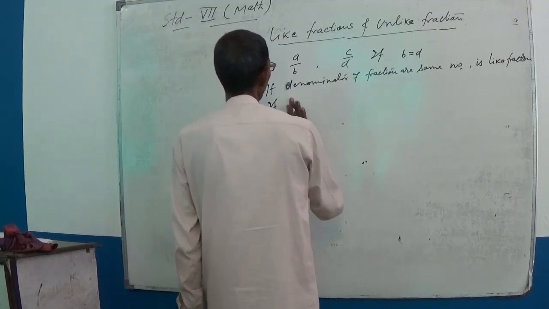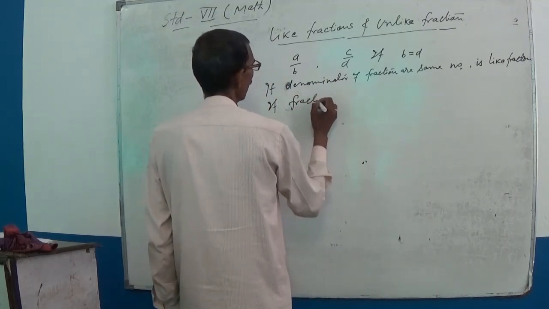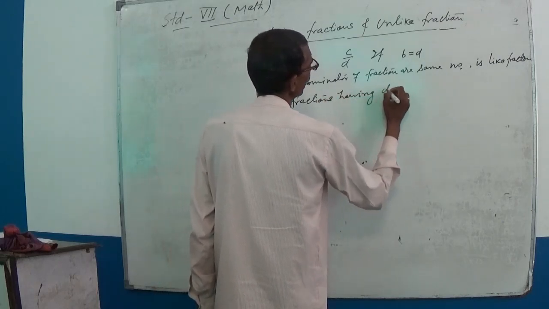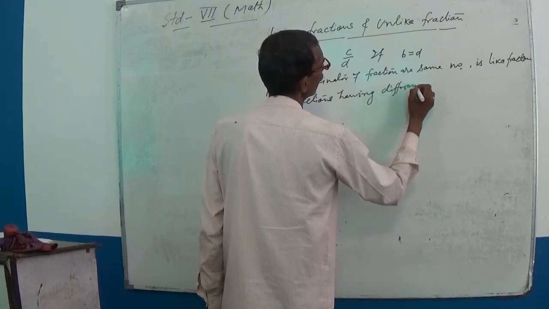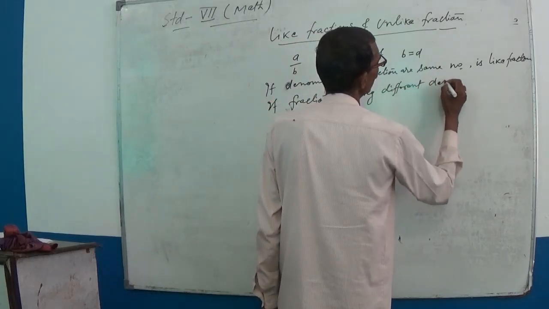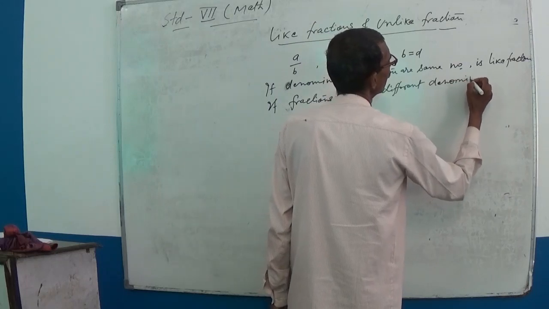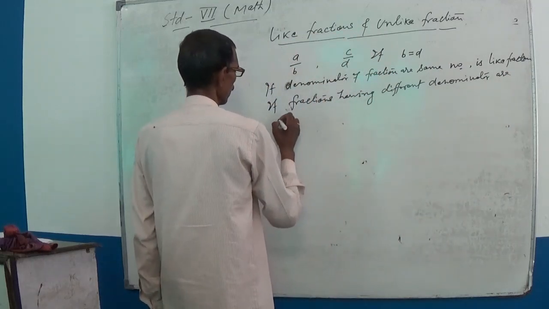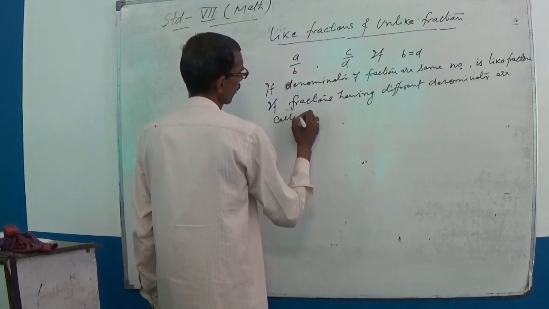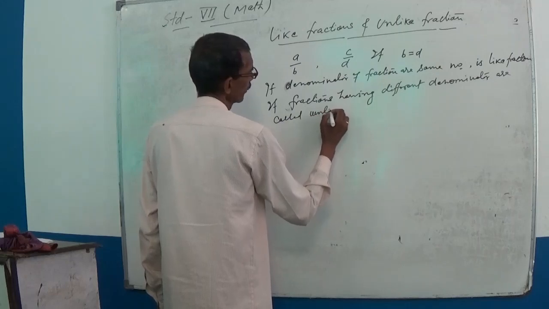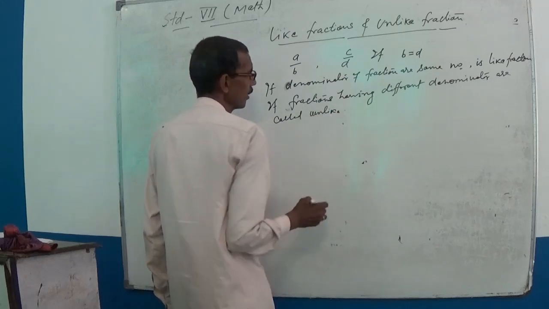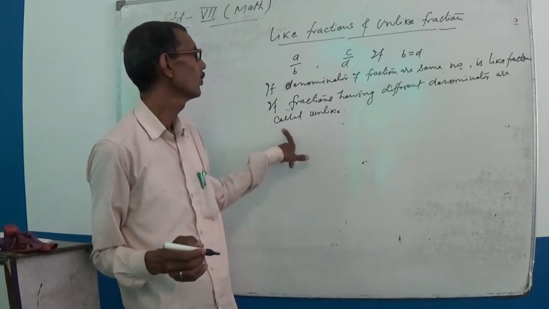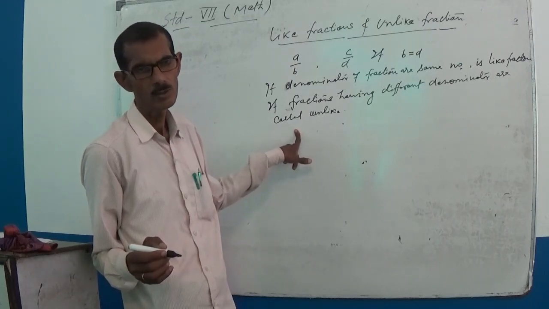If fractions having different denominators are called unlike. One more thing I want to add here. You can change unlike fractions to like fractions.